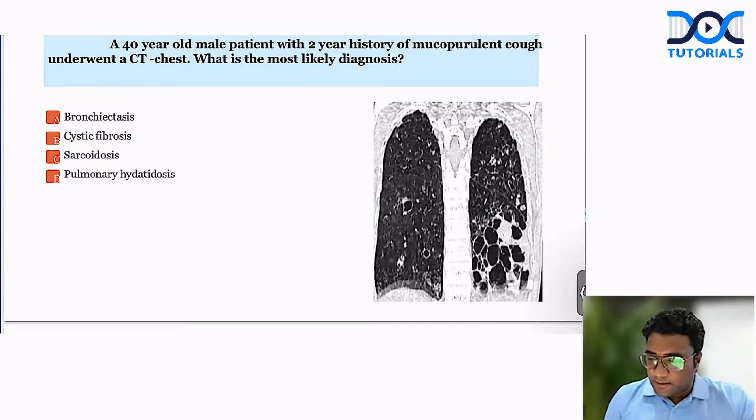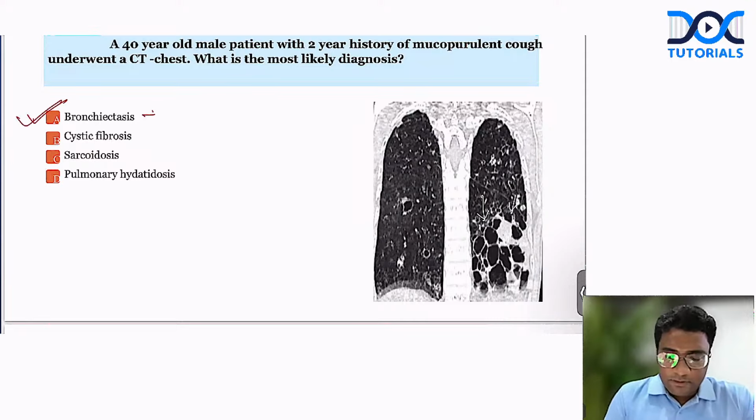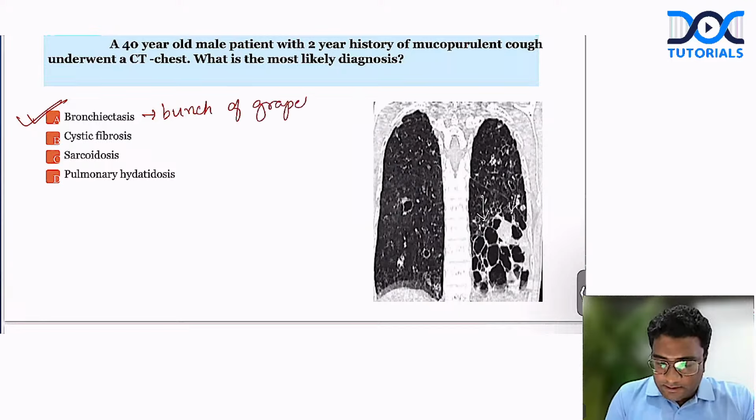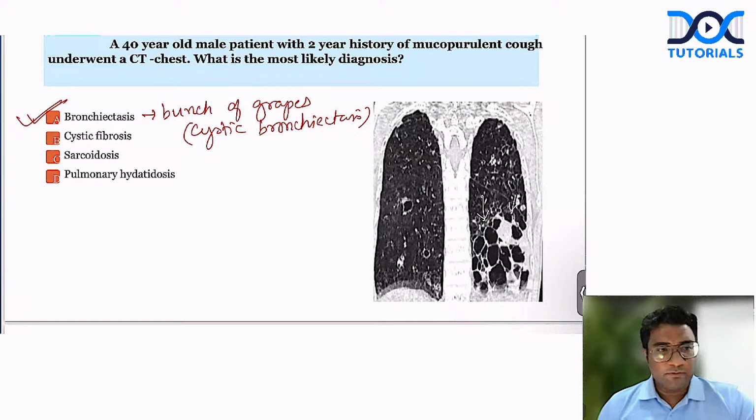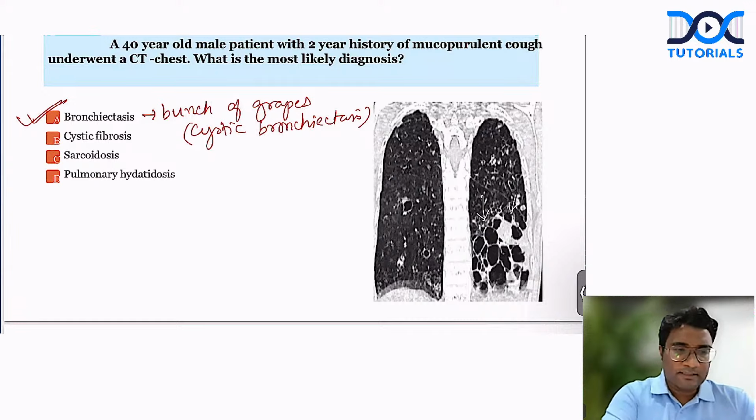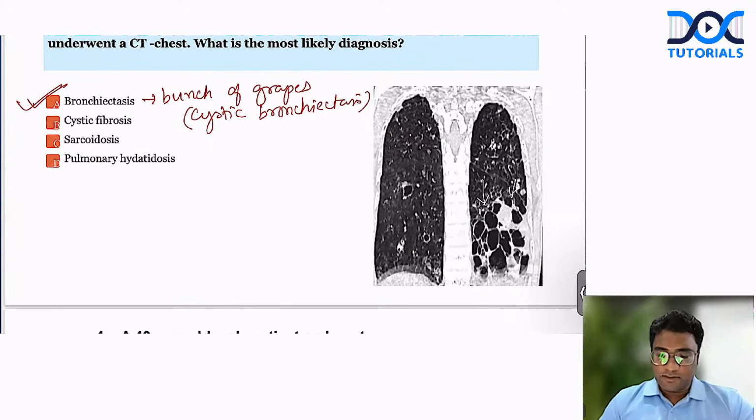What you are seeing here is multiple cystic areas giving a bunch of grape appearance. This bunch of grape appearance is suggestive of bronchiectasis. This is cystic bronchiectasis. Especially in the lower lobes, you'll have this bronchiectasis. The most common site of bronchiectasis is the lower lobes. So this is bronchiectasis.